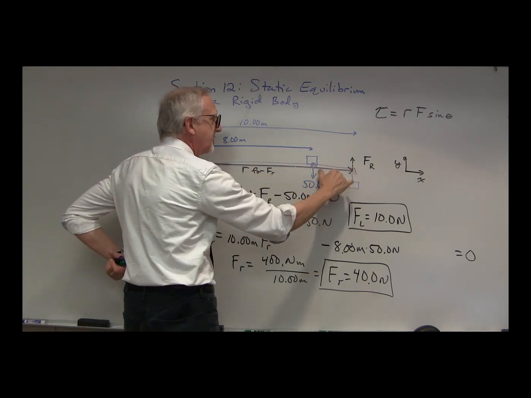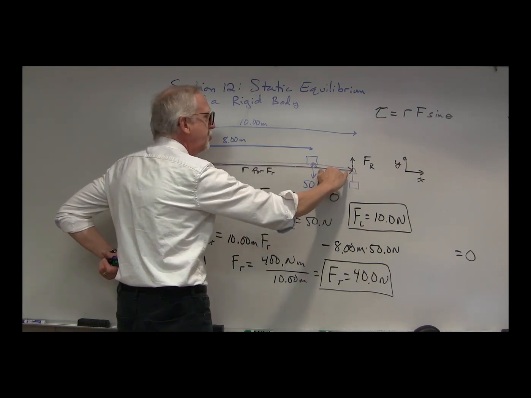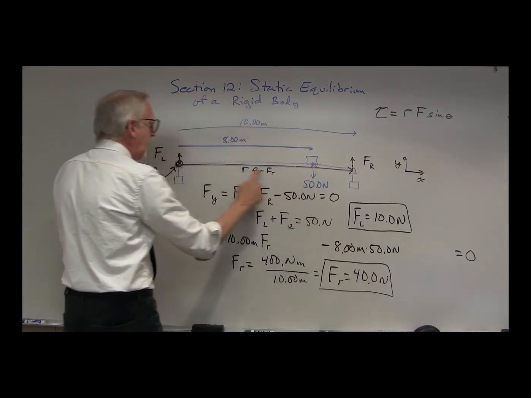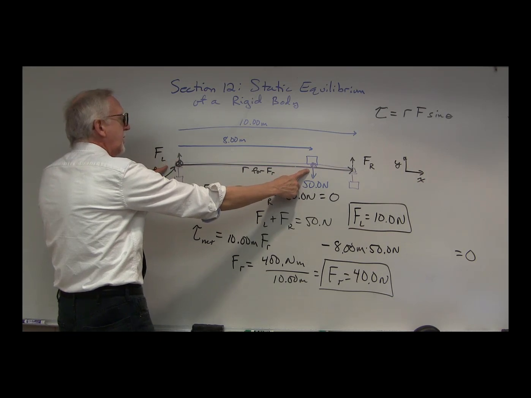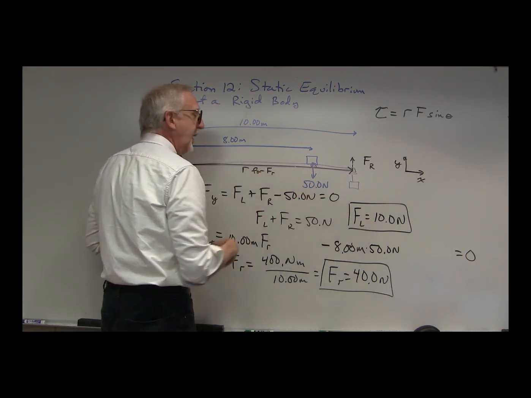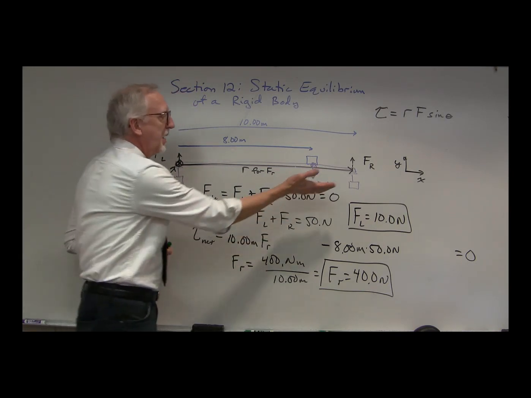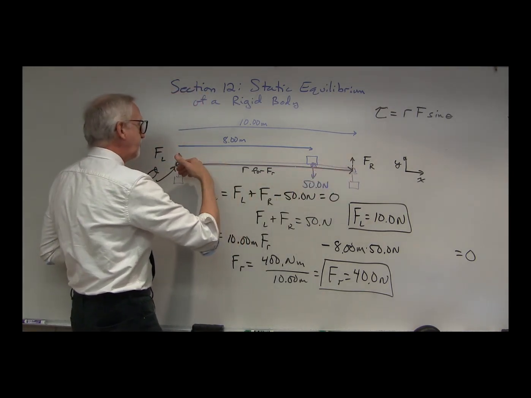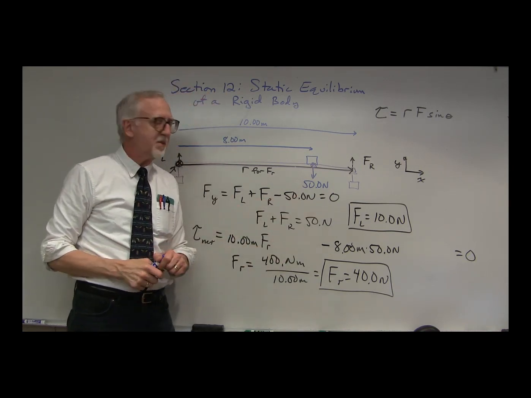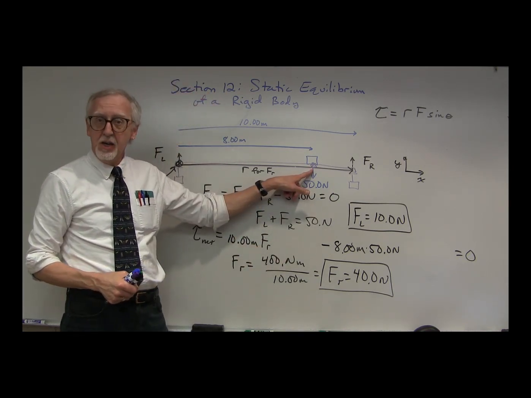So Fr times this distance, well, that would be 2 meters. So Fr times 2 is 80 Newton meters. While for Fl, this would now be 8 meters times 10 newtons, which is 80 Newton meters. So again, positive from Fr, negative from Fl. Again, we get the net torque equal to 0 if we choose the origin here.